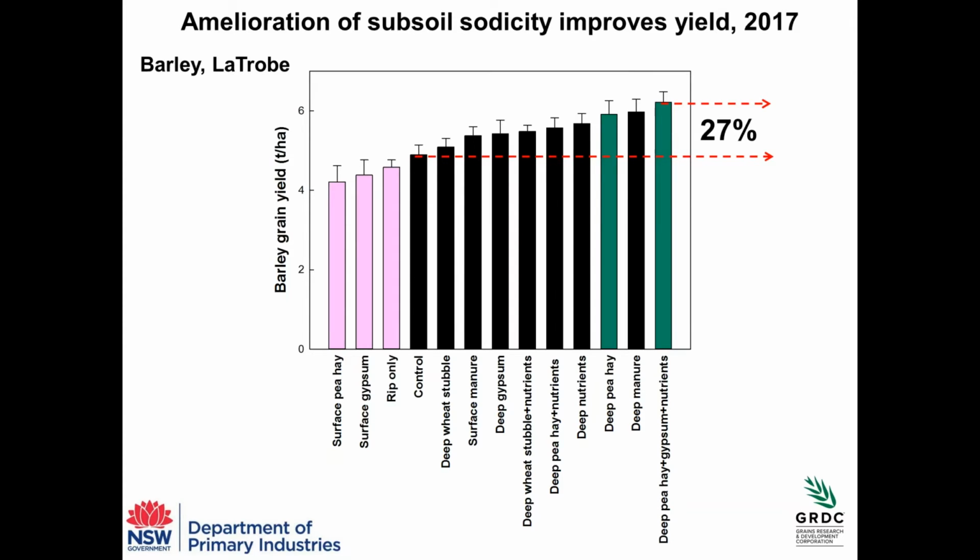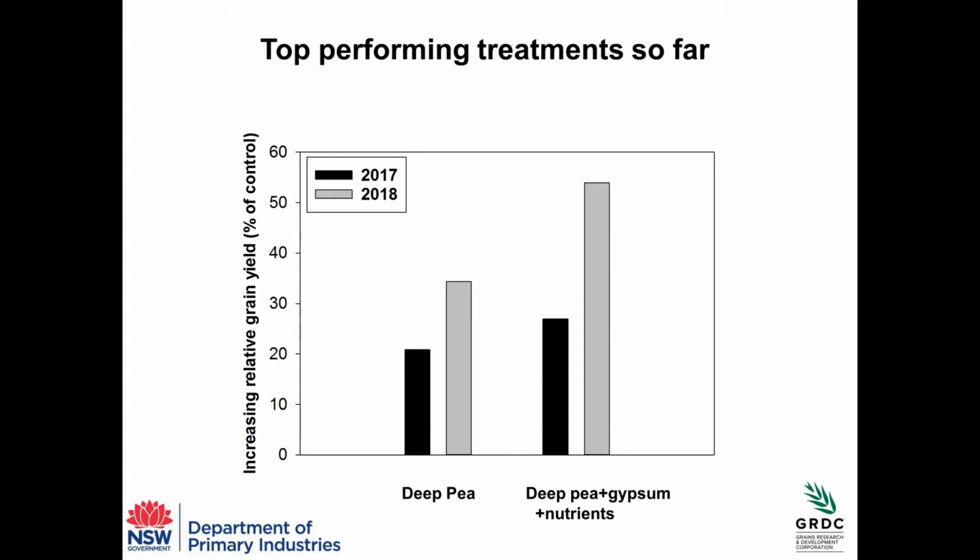It still is better than control, but it didn't perform as well as we wanted. The deep pH, if you compare again with 2018, also provided quite a good result in both 2017 and 2018. So I categorized them as top performing treatments. Deep pH plus DP plus gypsum plus nutrient performed well.